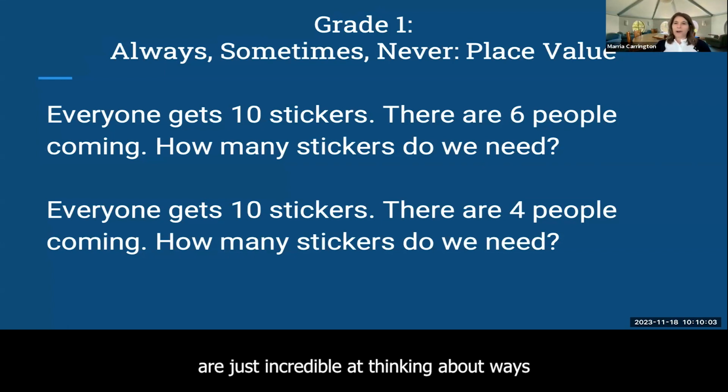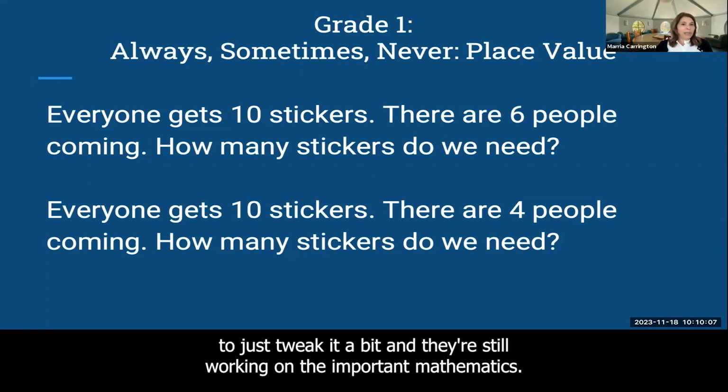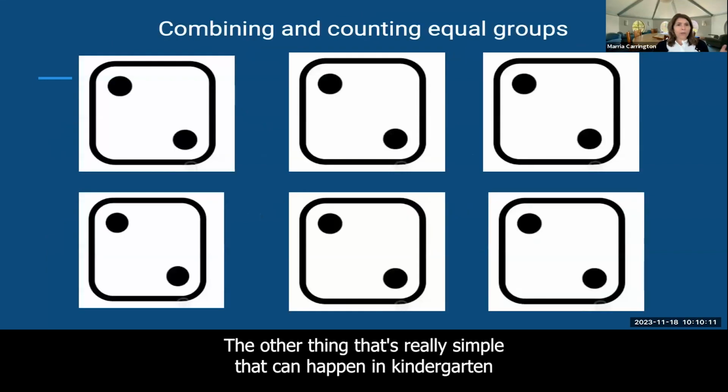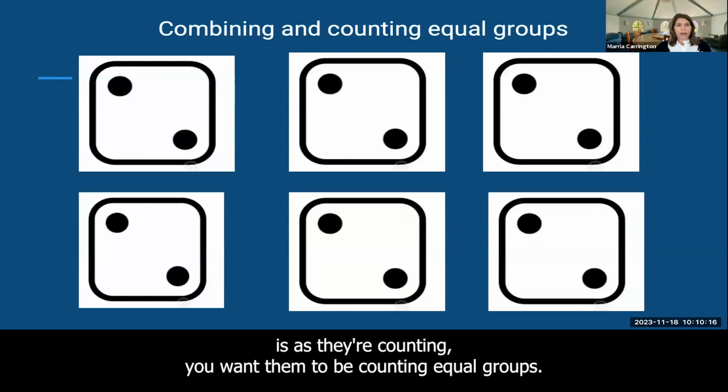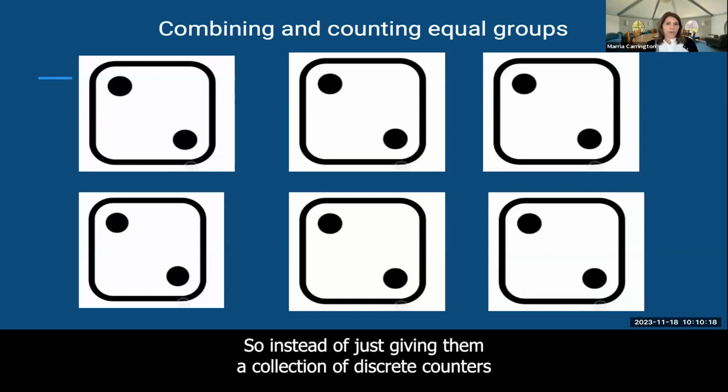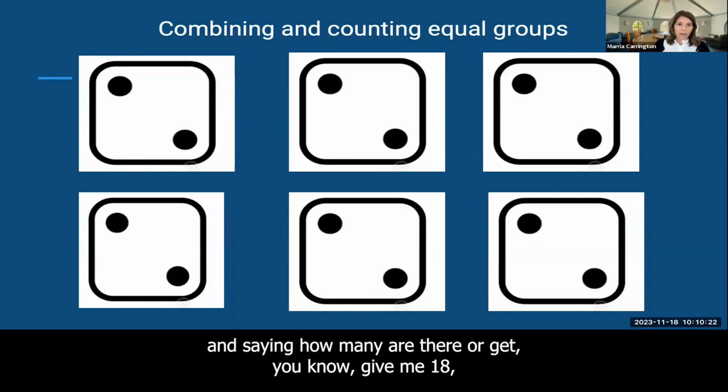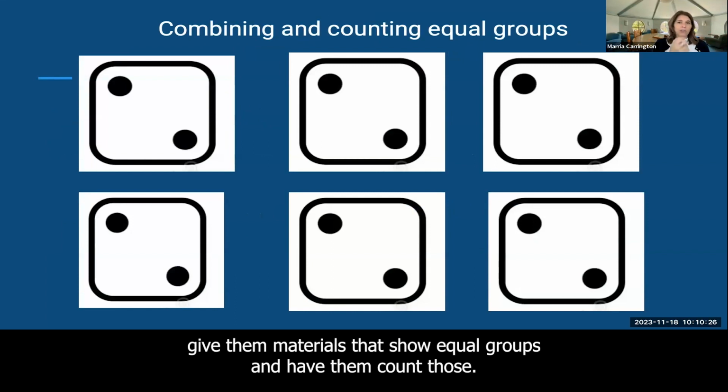K-1 teachers are just incredible at thinking about ways to tweak it a bit, and they're still working on the important mathematics. The other thing that's really simple that can happen in kindergarten is as they're counting, you want them to be counting equal groups. So instead of just giving them a collection of discrete counters and saying how many are there, or get me 18, give them materials that show equal groups and have them count those.